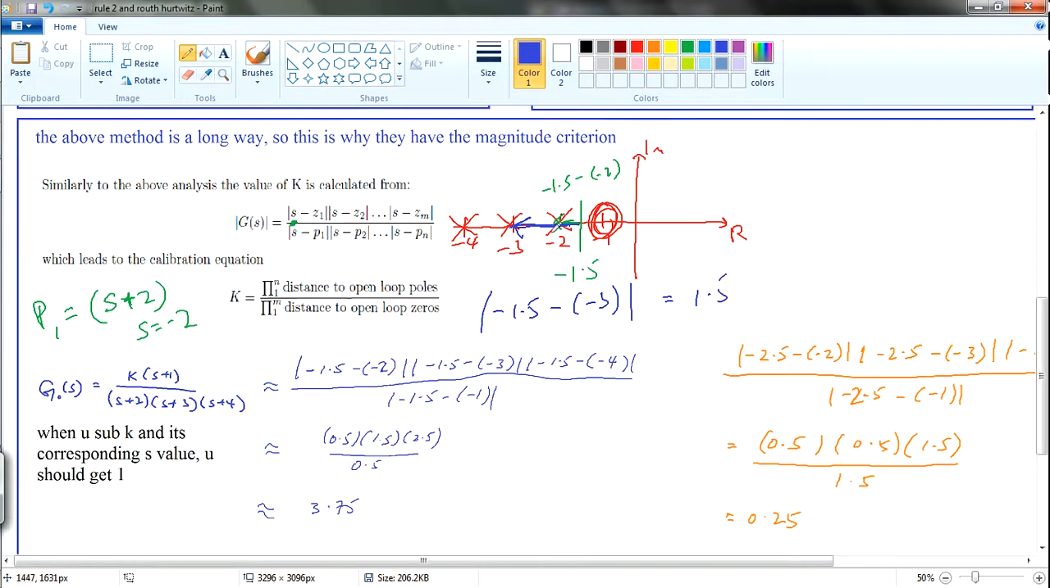So this also explains the minus 4 part, minus 1.5 minus 4, and then you'll get, and then these are all the poles. Okay, the distance from the S to the open loop poles, and then these are the distance to the open loop zeros, which is 0.5 over here. So it's minus 1.5 to the open loop zeros.